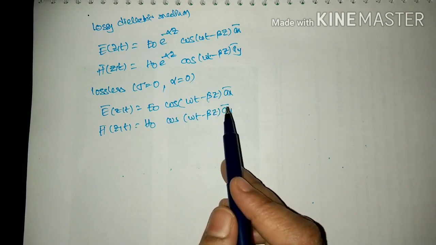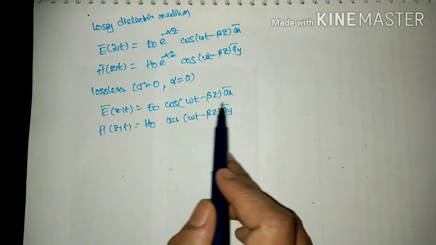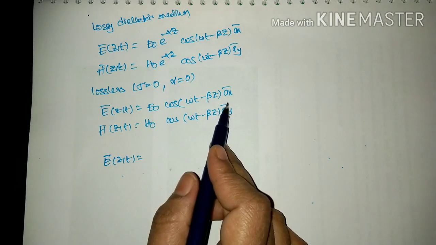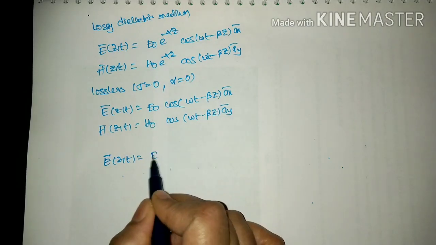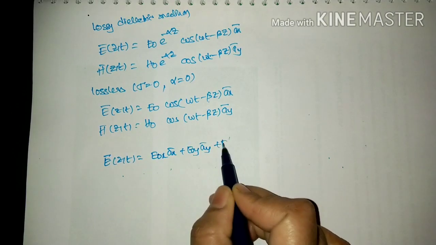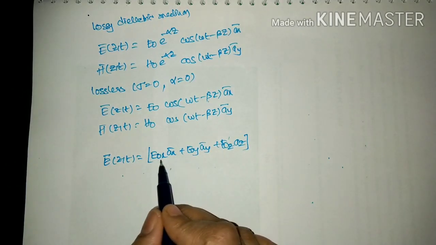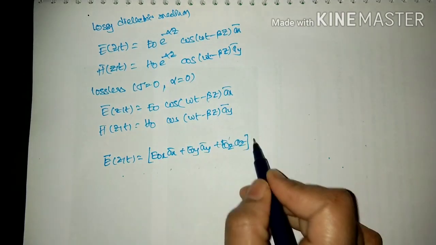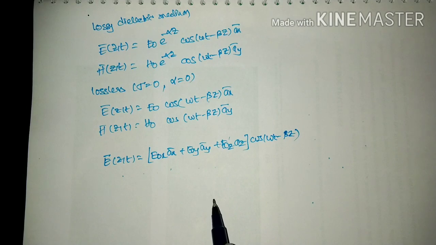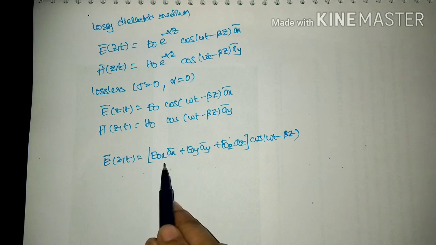If you assume the electric field has all x, y, z components, then you can also consider all those components. So you can write the electric field which has all the components as, so it has x component, y component and z component. You can write this as EOX ax bar plus EOY ay bar plus EOZ az bar, so the electric field has components along x, y and z into cos of omega t minus beta z. So this is the general way of representing the electric field which has all the three components x, y and z.